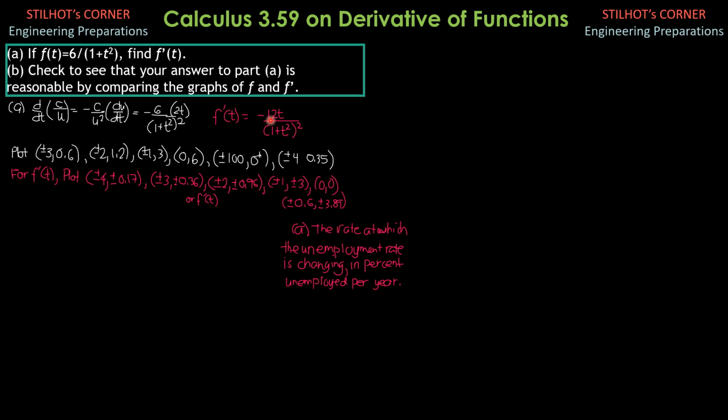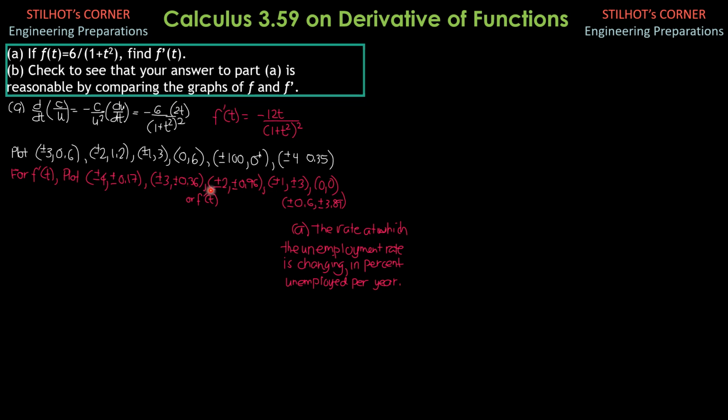Then for f prime of t, first we have plus minus 4 and substitute here. This becomes 17 squared in the denominator, and we have negative 12 times plus minus 4. Then f prime of t is plus minus 0.17 as its approximate value. When t is plus minus 3, then f prime of t is plus minus 0.36. You just use your calculator.